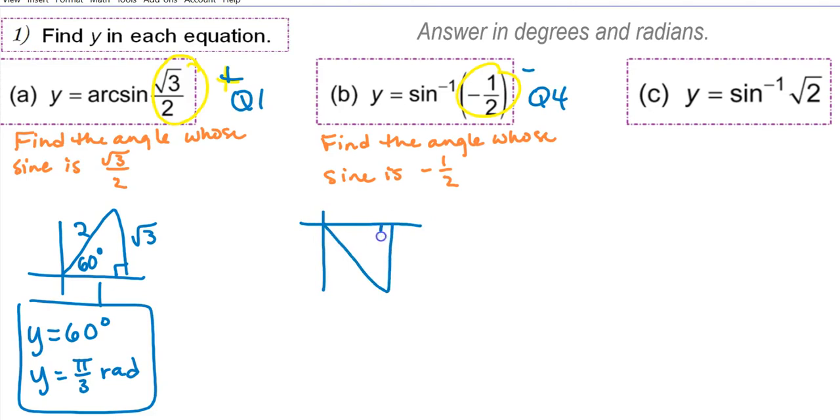See, reference triangles, they just never go away. Negative 1 on the opposite, 2 on the hypotenuse. Hopefully you recognize that triangle as well. Square root 3 on the adjacent, and that would be a 30-degree angle.